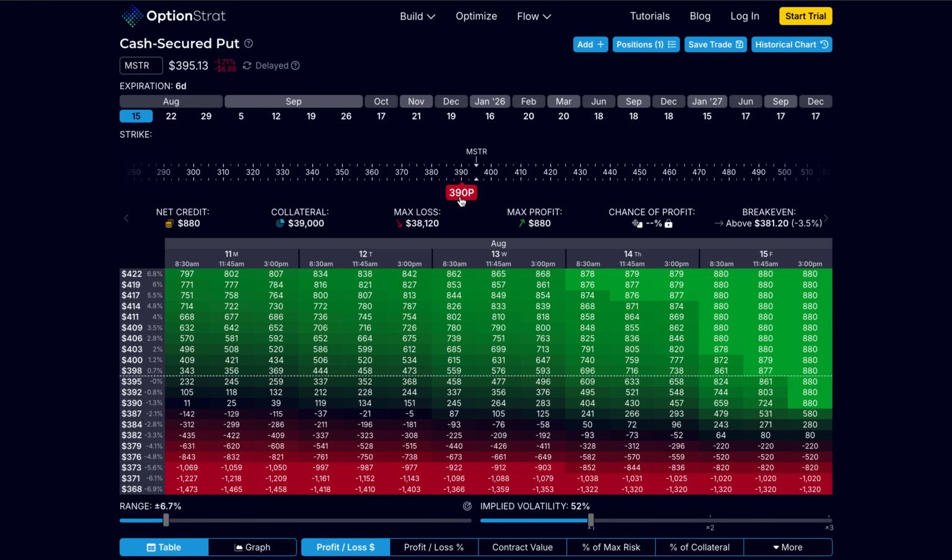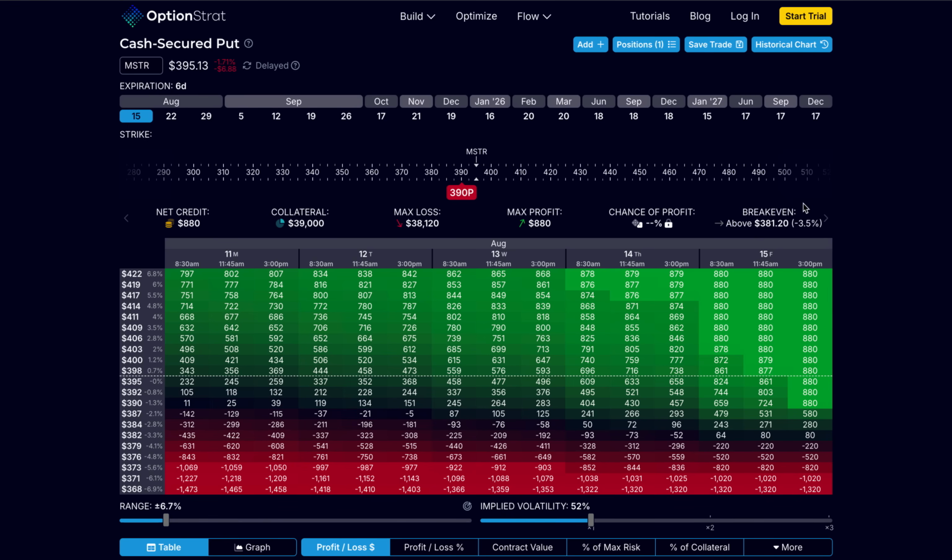So this is what this would visually look like. Again, we would be entering for a premium or a credit, $880 for this example. We'd have to put up $39,000 in collateral. You can see what our max loss is if MicroStrategy would go to $0. Max profit is going to be the credit we received. If you have the premium version of OptionStrat, you'll see the chance of profit. And then we also have our break even here.